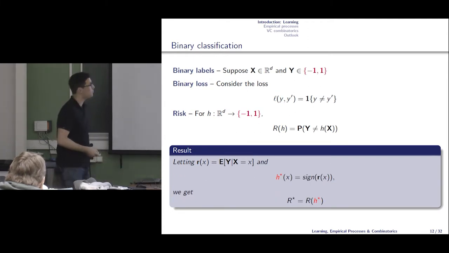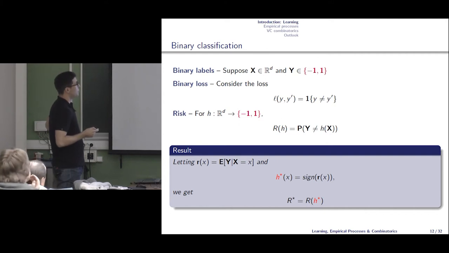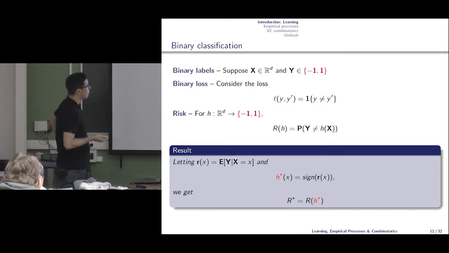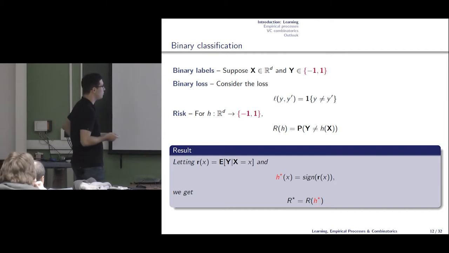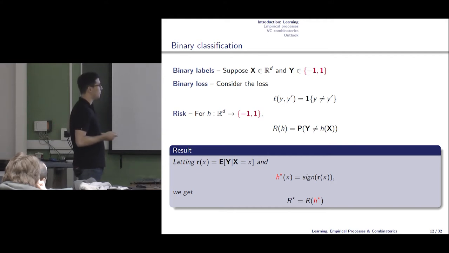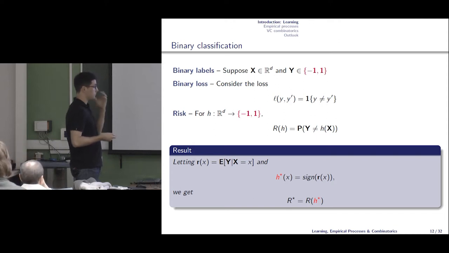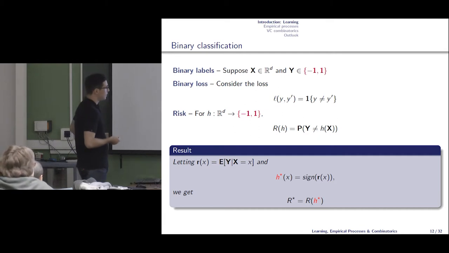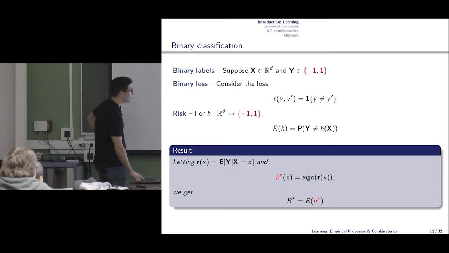Another archetypal problem, of course, is the binary classification problem, where you suppose that the value y takes only two possible values, minus 1 or 1. A more appropriate loss in this case is the so-called binary loss, which is just 1 if you make a mistake, and zero otherwise. And in this case, the risk of a function h is simply the probability that, predicting y by h of x, you make an error, and that's it. You also have a closed form for the optimal predictor, and it's this time the sign of the regression function, which is here. Okay, the sign meaning plus one if r of x is larger than zero, and minus one if it's strictly smaller than zero. Okay, so this is very nice.